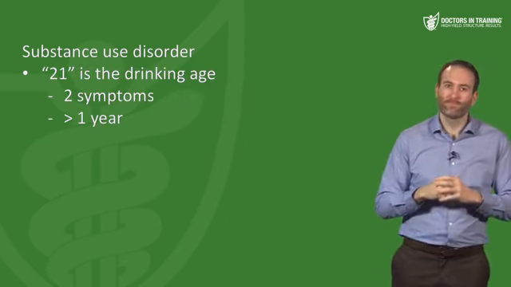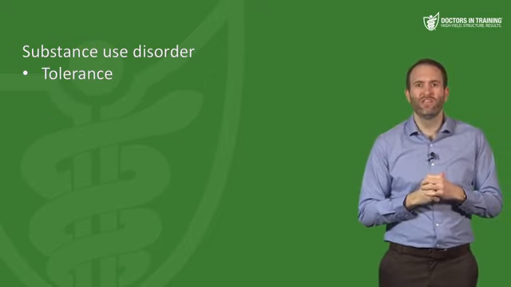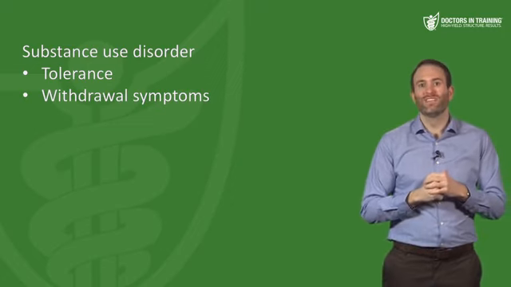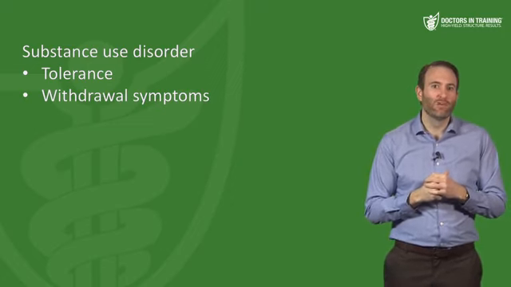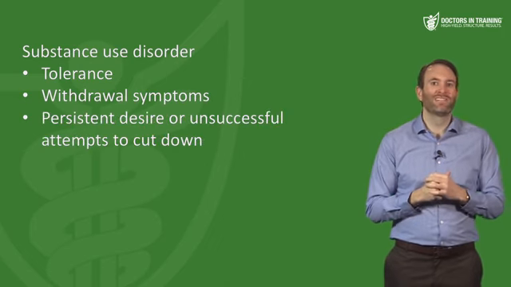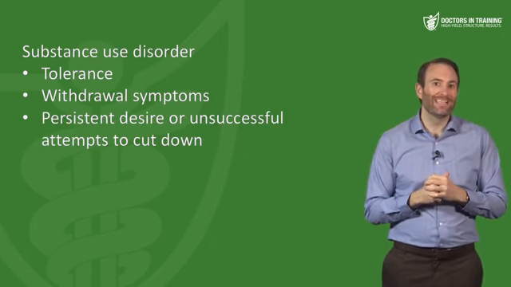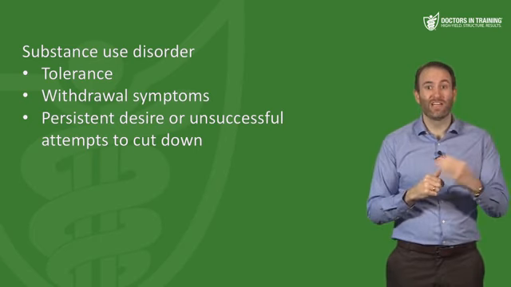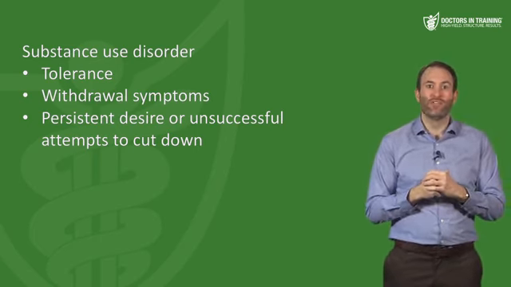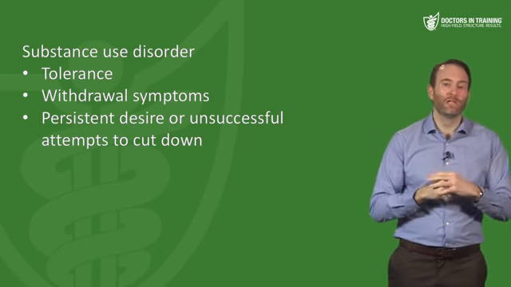over 1 year. First one is tolerance. So you need more and more to achieve the same effect. Next is withdrawal symptoms. So many times the withdrawal symptoms will be the opposite of the intoxication symptoms. Next we have persistent desire or unsuccessful attempts to cut down. You might actually recognize that as part of the CAGE questionnaire for screening for alcoholism. Have you ever felt the need to cut down? And we'll talk about CAGE in a little bit.